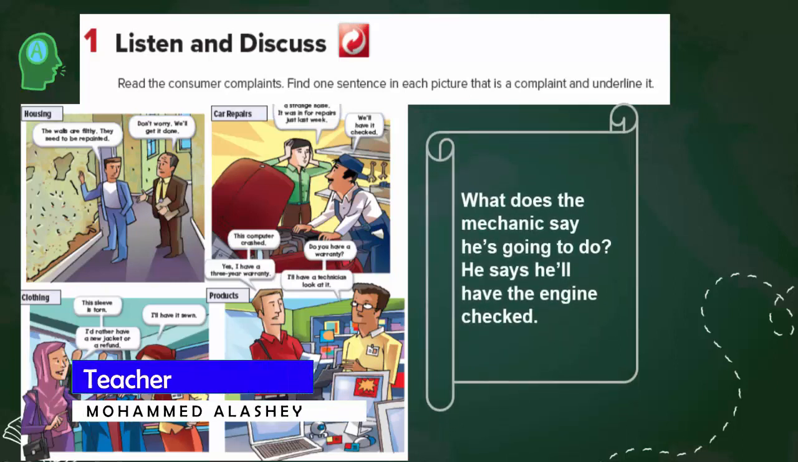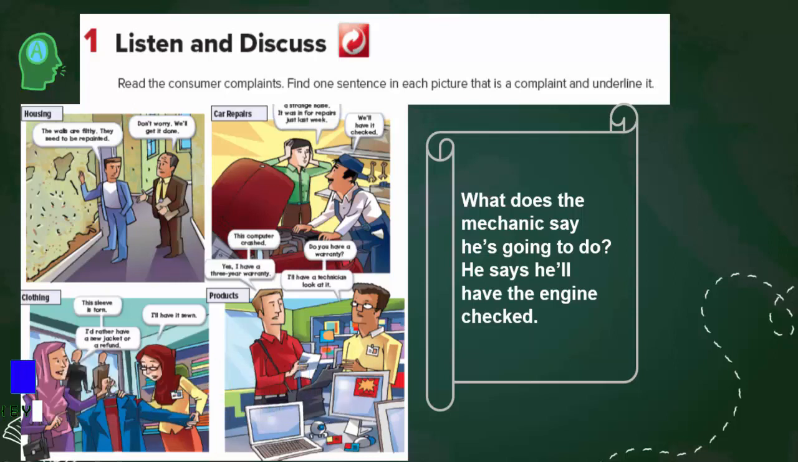What does the mechanic say he is going to do? He says he will have the engine checked.